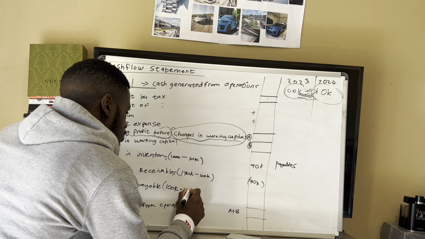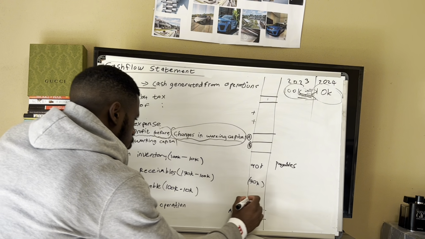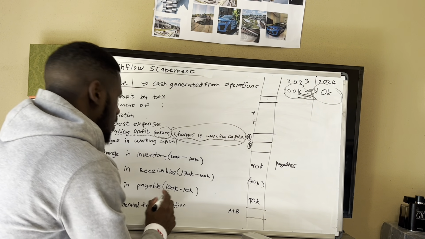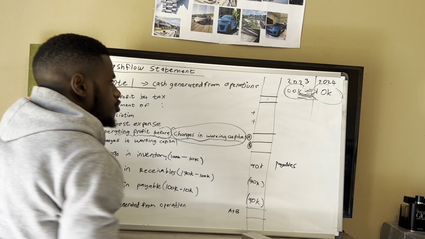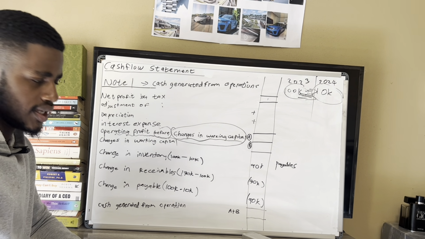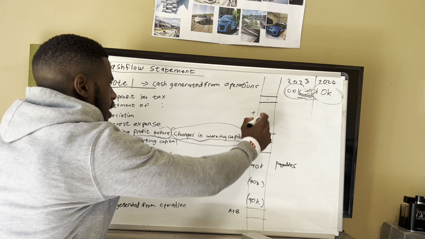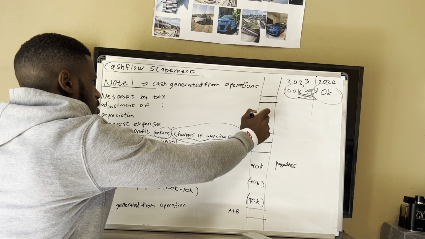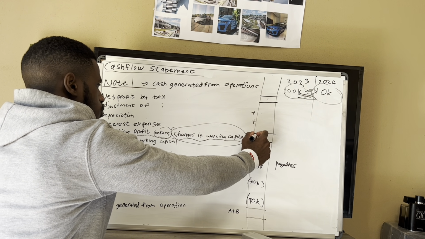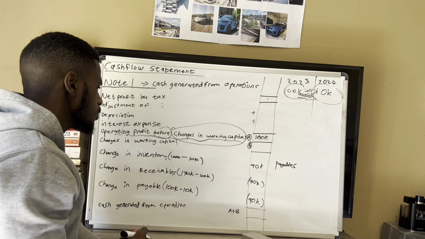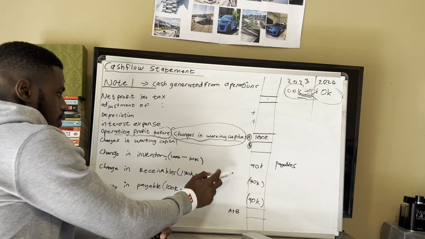So 100,000 minus 10,000, which is 90,000, that is an outflow. Why? Because we were paying. Now again, after saying net profit before tax plus depreciation plus interest expense, let's just say we had 100,000.